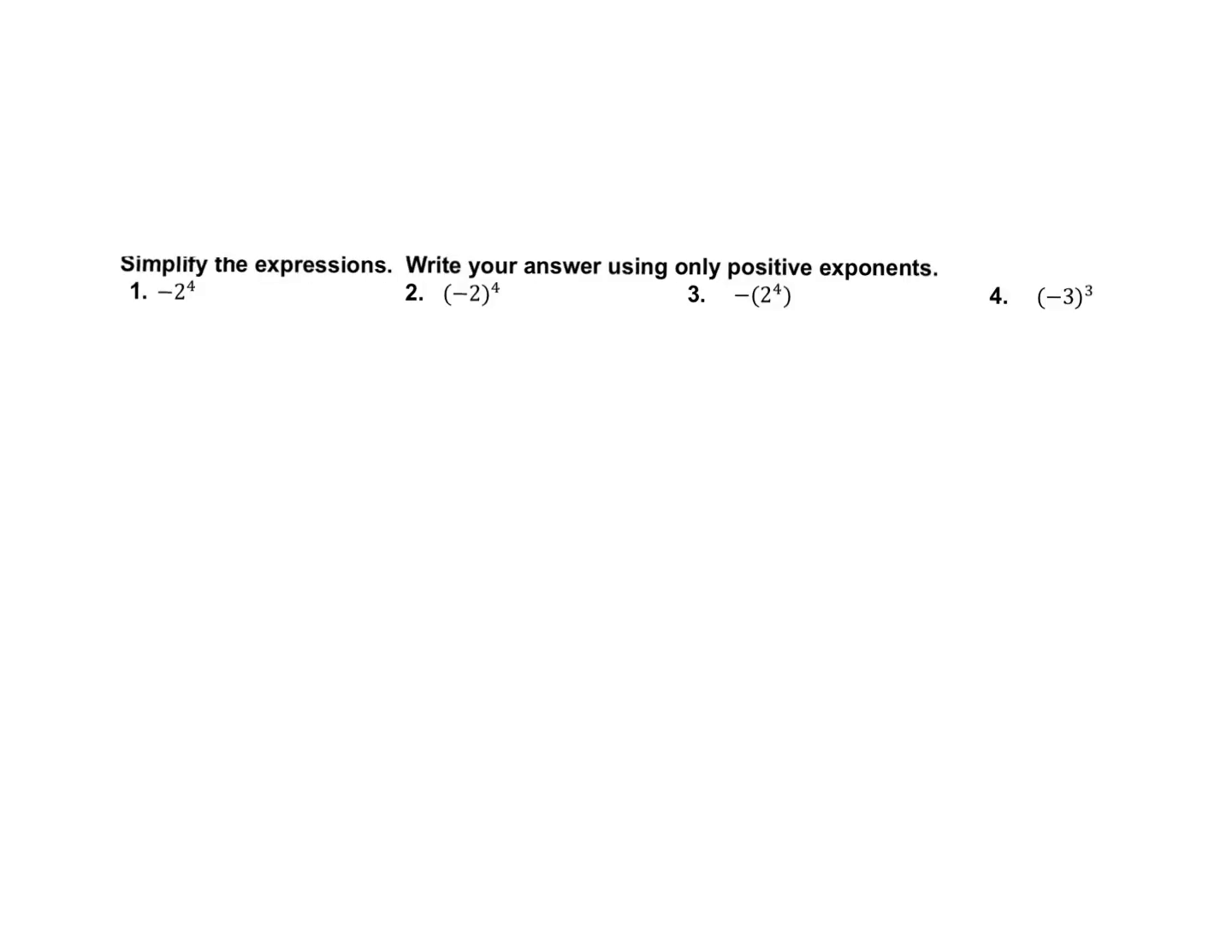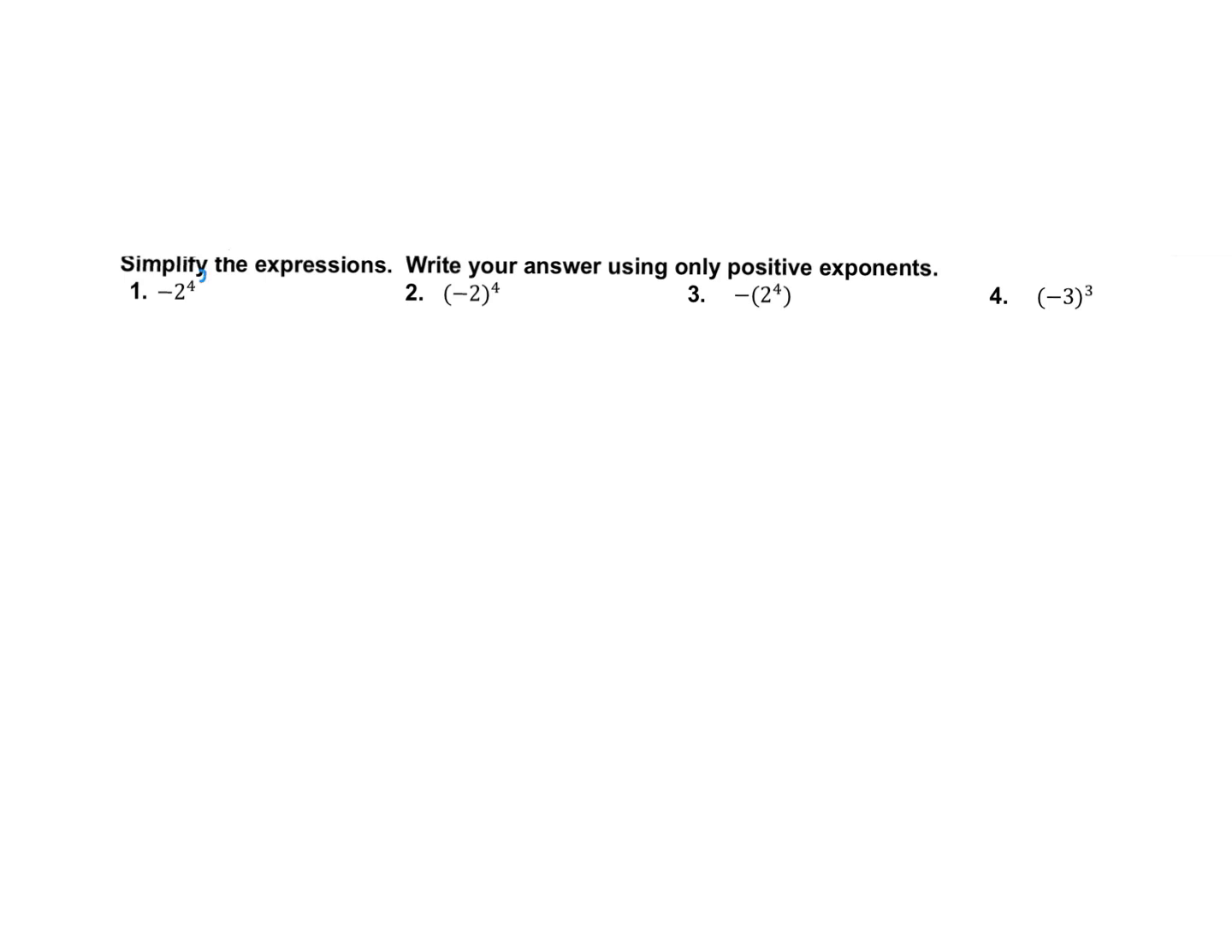All right, now that we've reviewed the exponent rules, let's talk about what happens when we've got negatives in front of the exponent. This is different than a negative exponent. This is a negative number with an exponent. And it's really important for you to notice the difference between number 1 and number 2. Number 1 has a negative 2 to the 4th power without the parentheses. And number 2 has a negative 2 with parentheses to the 4th power.